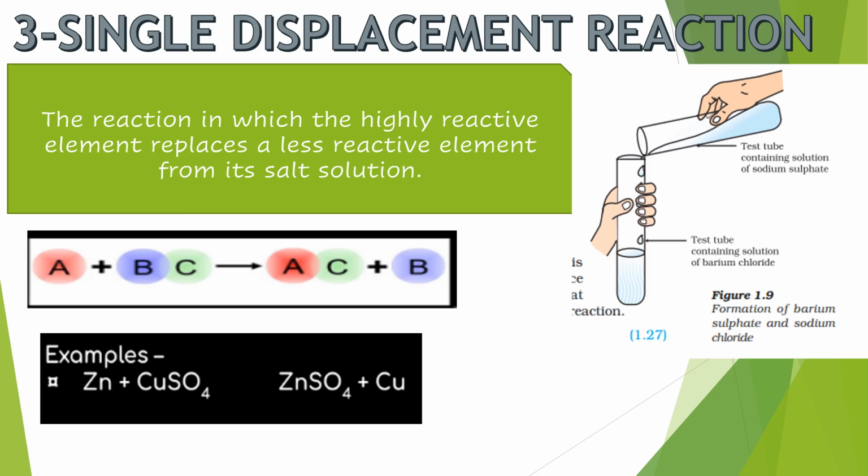Now let us look at the third type of reaction, which is single displacement reaction. In this reaction, a highly reactive element replaces a less reactive element from its salt solution. For example, zinc plus copper sulfate, which gives zinc sulfate plus copper.